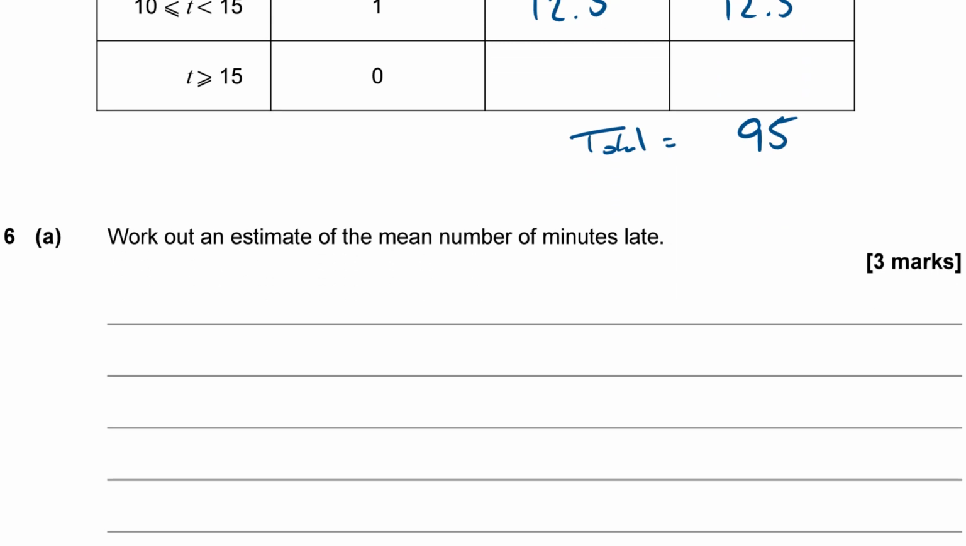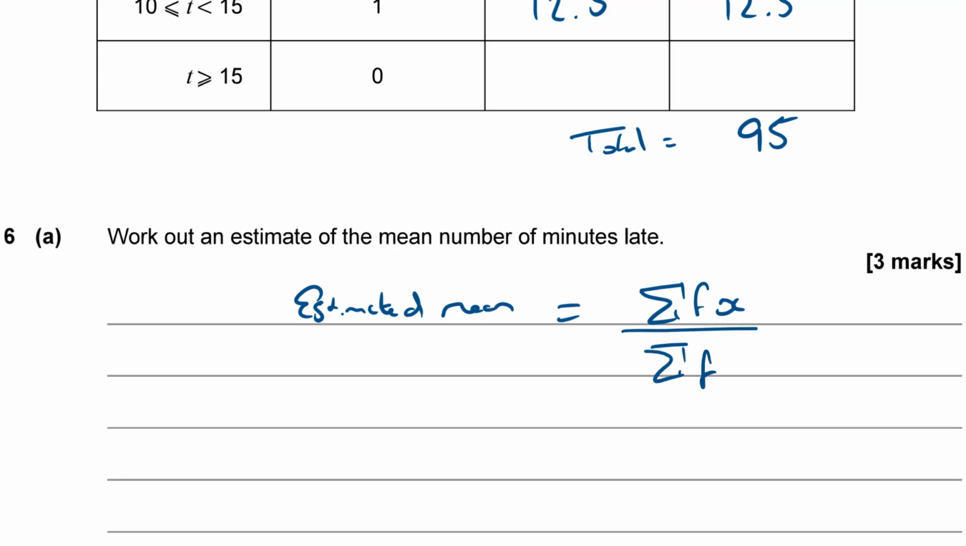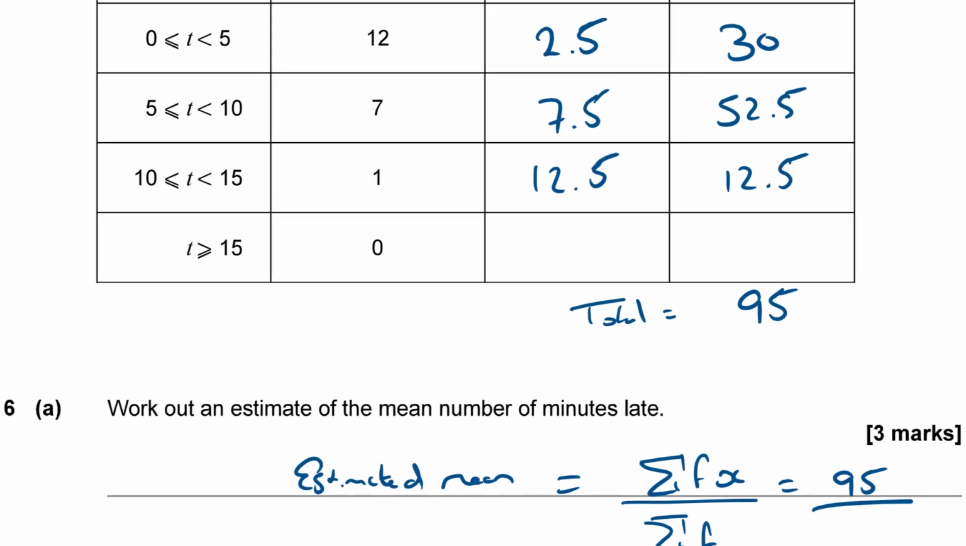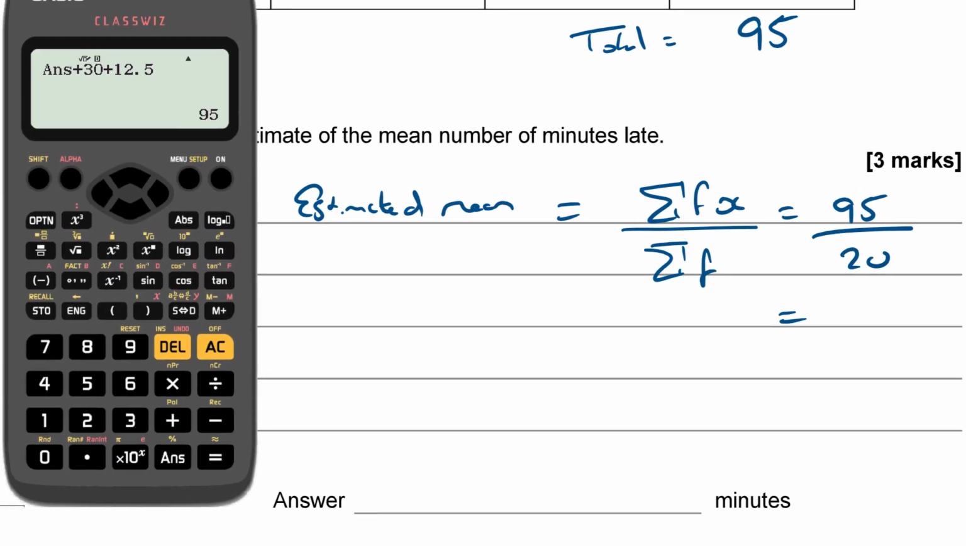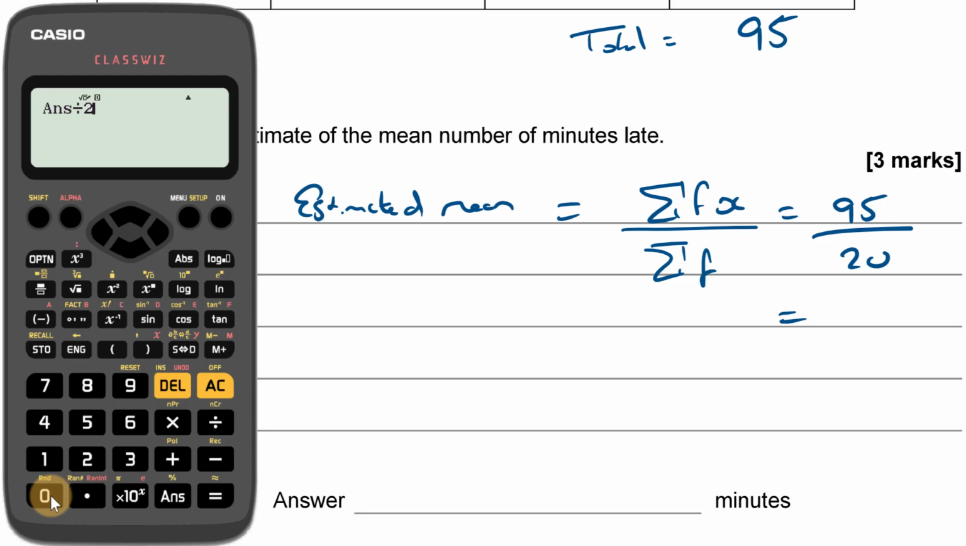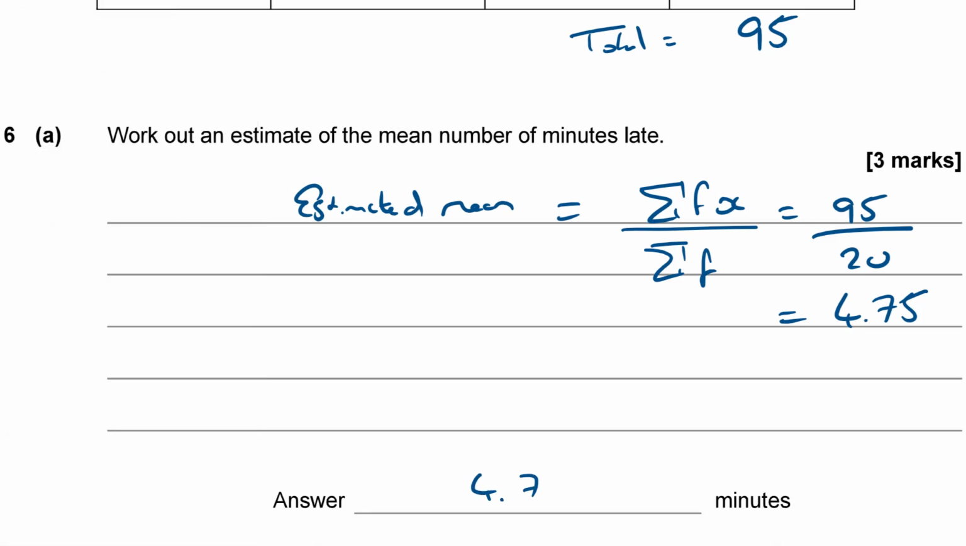Okay, then, so an estimated mean is going to be sigma fx, the sum of f times x, divided by sigma f, the sum of the frequencies. So it's going to be 95 divided by the sum of the frequencies. 12 plus 7 plus 1 adds up to 20, doesn't it? 20 trains. So 95 divided by 20 is 4.75. So we're saying on average there is 4.75 trains. Oh no, 4.75 minutes, isn't it?